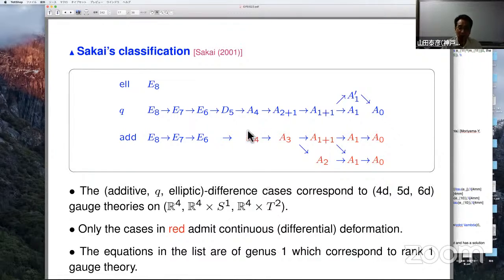And only the cases in red letters admit the continuous deformation, or the differential equation, and other cases admit only the discrete deformation. And all the systems in this Sakai's classification have the genus 1 conserved curve, and they correspond to the rank 1 gauge theory.